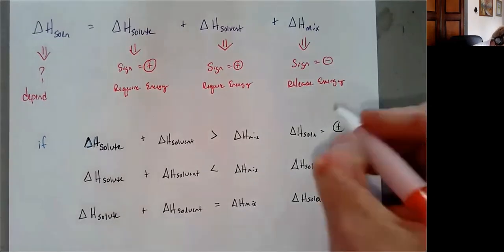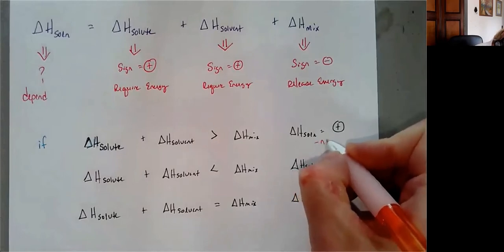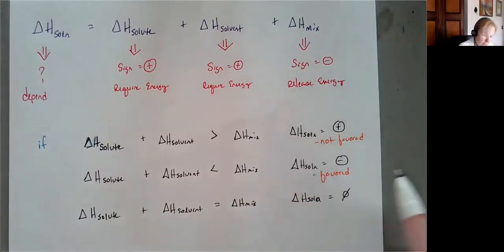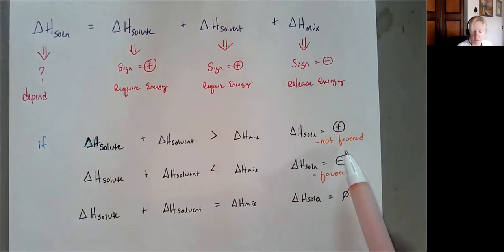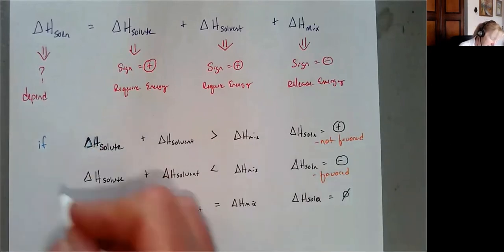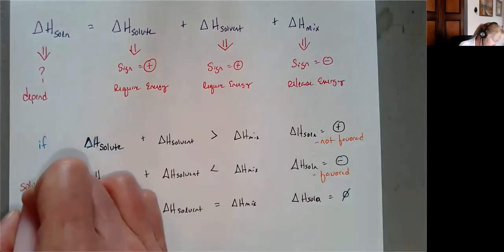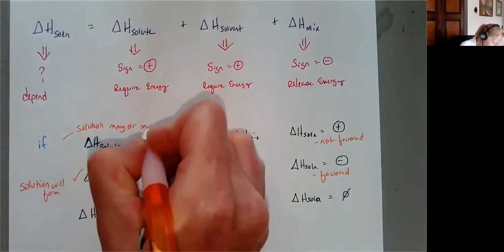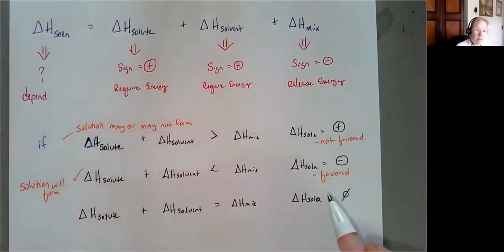All right, so this is not favored. This is favored, meaning that the enthalpy component of that solution is not favoring the formation of it, right? Because it's going to take more energy to break the intermolecular forces than you're going to get when you form new intermolecular forces. Here it's going to be favored, so in this scenario, your solution will form. Here, you don't know. Solution may or may not form, because remember, you also have entropy.